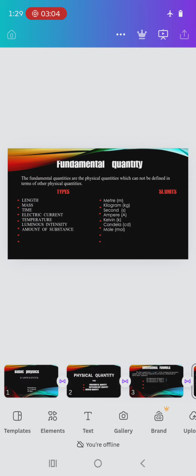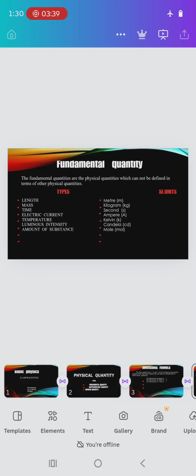Then electric current. The electric current SI unit is ampere, represented by the capital letter A. Then temperature. The SI unit of temperature is Kelvin. Luminous intensity means candela, the symbol cd. The amount of substance, the SI unit is mole, symbol mol. Okay, this is the fundamental quantity.